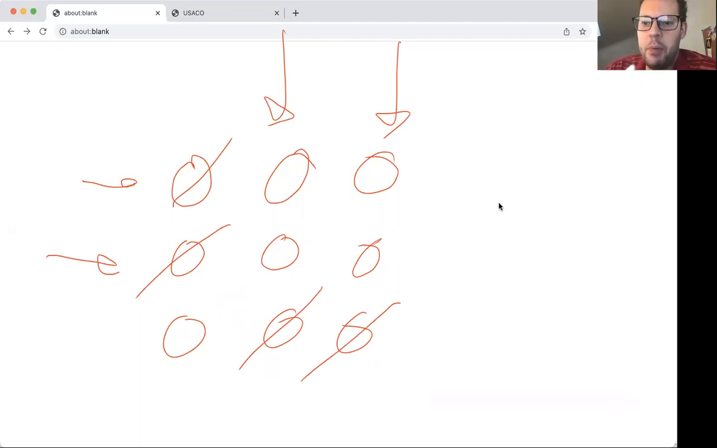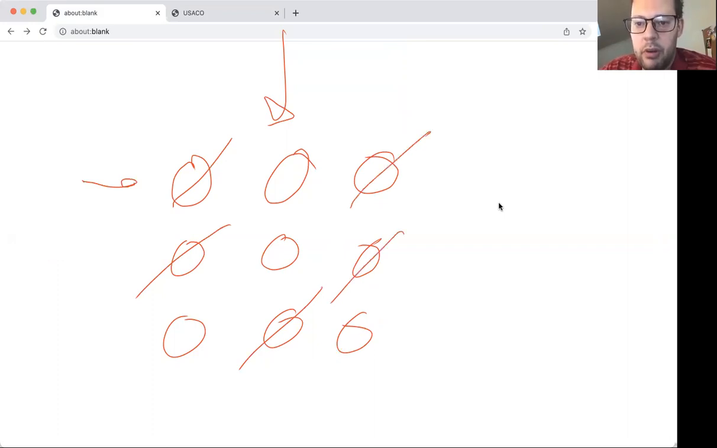Now, let's unflip them in a completely different order and see what happens. I don't even remember which one I did first, but it wasn't this one. So let's unflip this one. So I'll go flip, flip, flip. Let's unflip this one. So I'll go flip and then unflip, unflip.